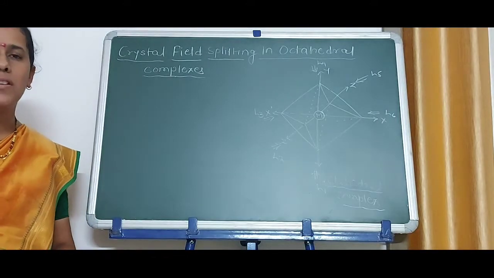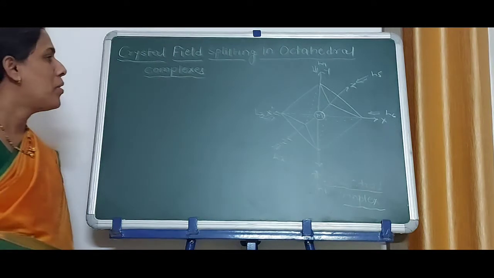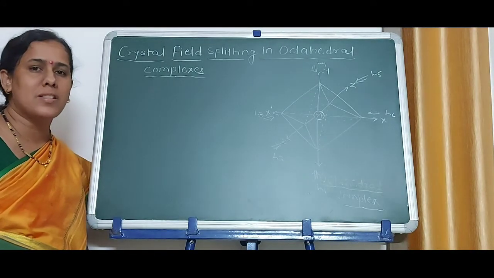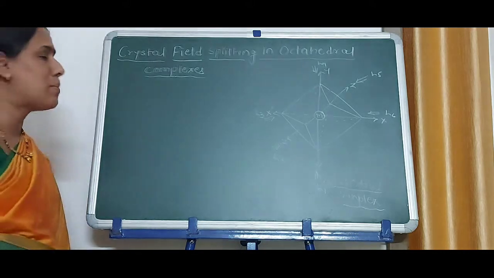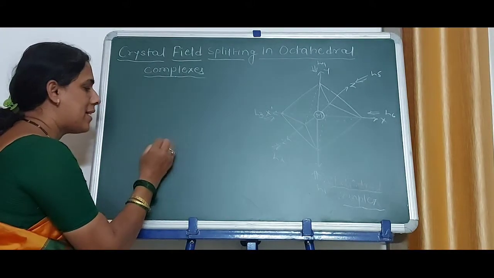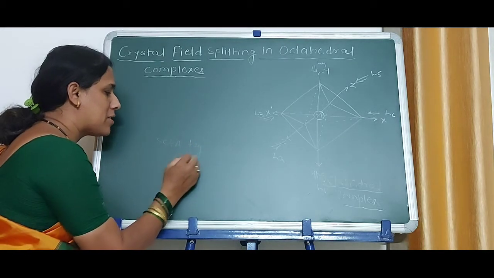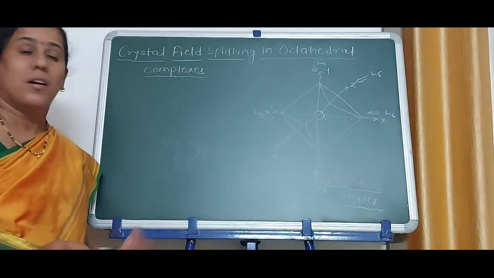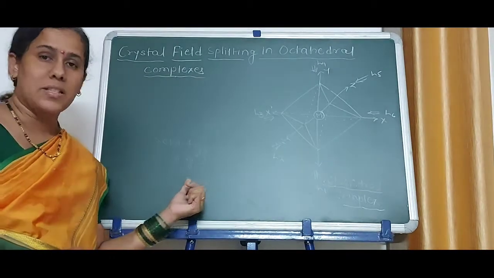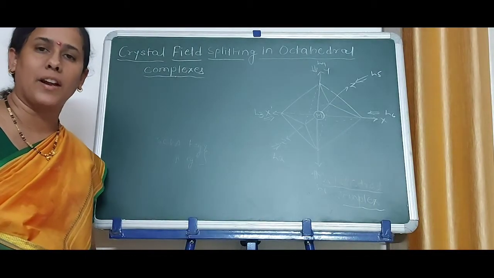In the last lecture we discussed the shape of d orbitals. Due to repulsion between the metal electrons and the negatively charged electrons, the d orbitals can be split into two types. Set A comprises the t2g orbitals and set B comprises the eg orbitals. Now the effect of these two kinds of orbitals in the case of crystal field splitting of an octahedral complex.